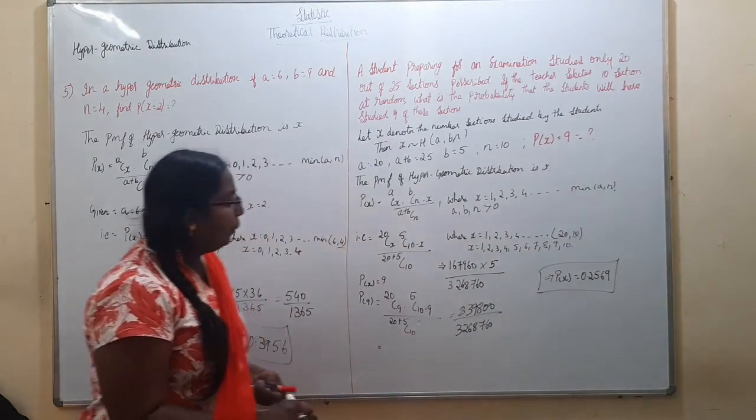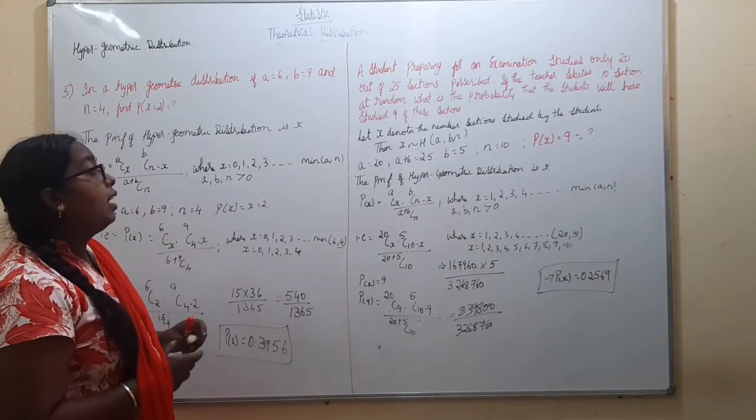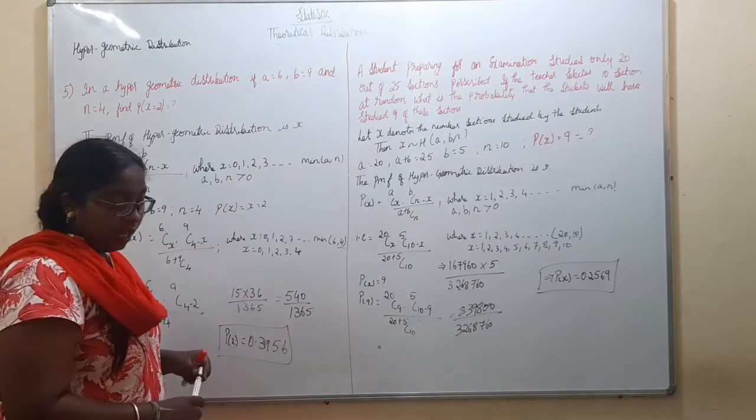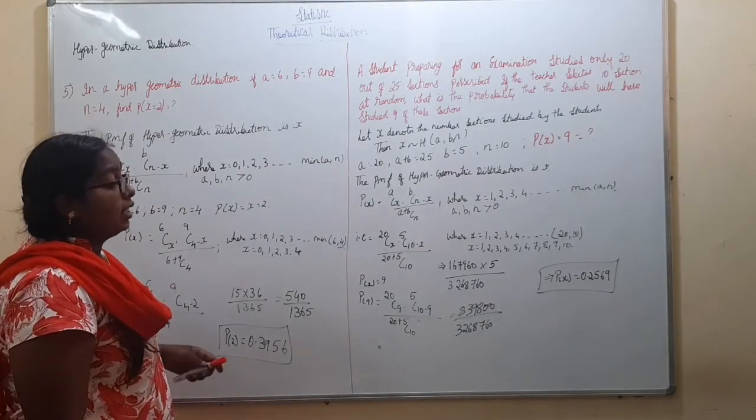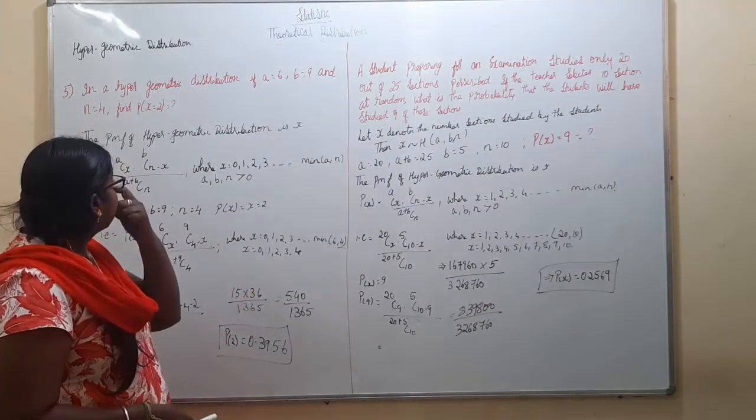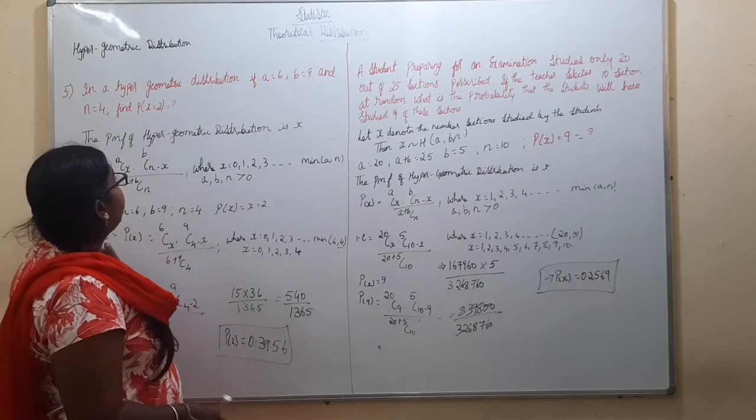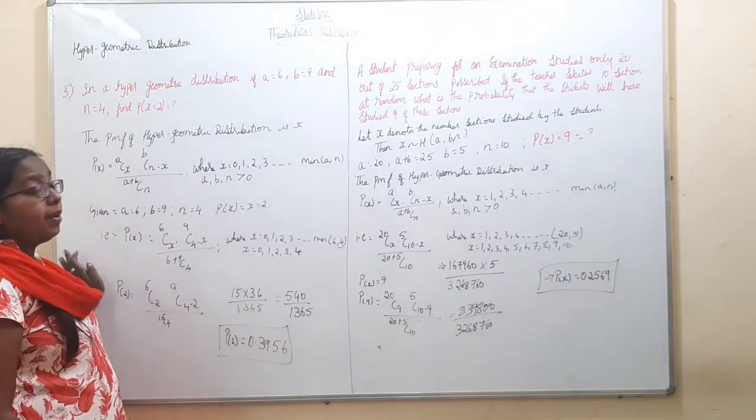0.2569 is my probability where we have to study those 9 sections. In a random selection of 9 sections, the probability is this much. See here, in this problem they have asked directly what we have to find, P of x.